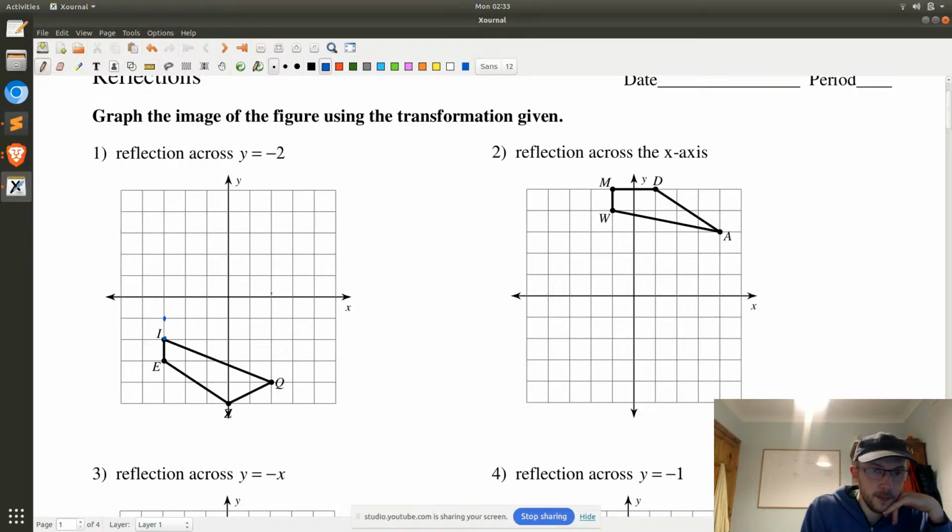there, and Q will be there, and Z, I can't really tell what letter that is, will be there-ish. That seems fine. Connect it up. Seems fine. Reflection across the x-axis.